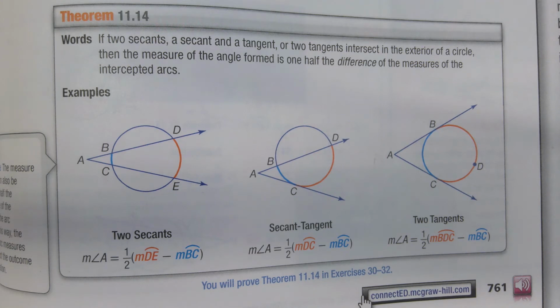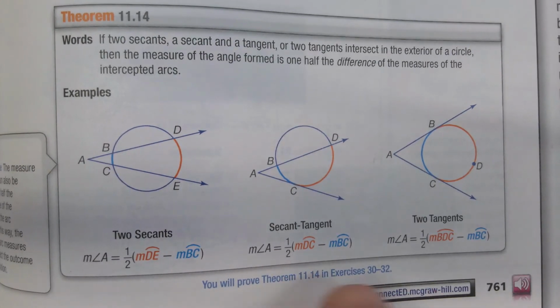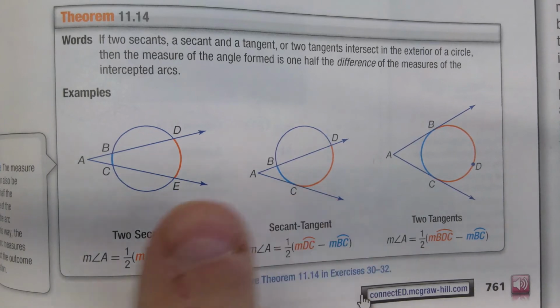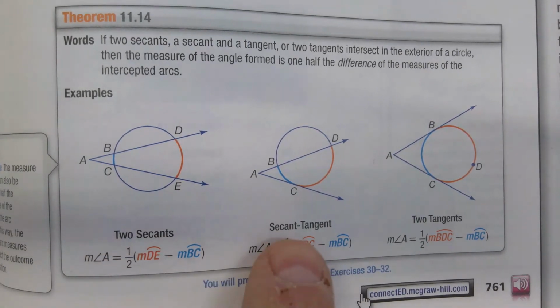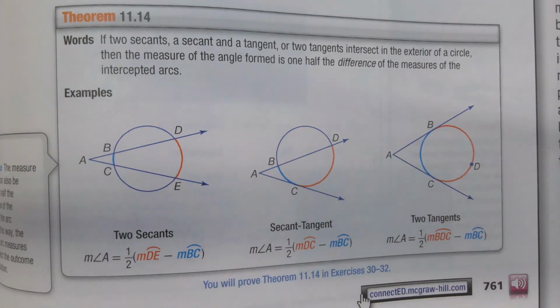Wait, are the left one and the middle one the same formula again? They're very, very similar. This is two secants, this is a secant and a tangent, this is two tangents. So they're different lines.